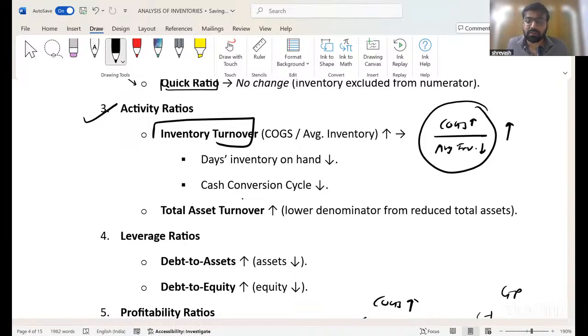Okay. Sir, if the ratio is going up, what will happen to days of inventory on hand? Sir, days of inventory on hand is 365 divided by inventory turnover. So what will happen to it, sir? Days of inventory on hand will go down.